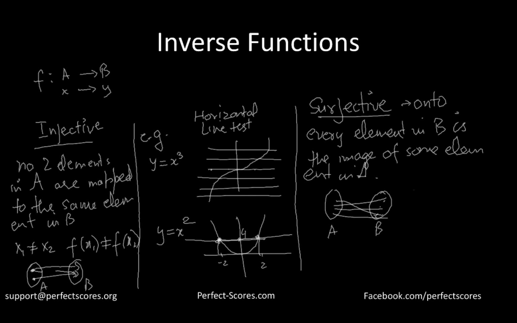Let's say, for example, y is equal to x cube. Again, how does y is equal to x cube look like? It looks like this. Every y value is associated with an x value. If I draw a line from here, it will cut the graph at 1 point. This is kind of a vertical line test. A vertical line test tells you whether a particular function is surjective or not.